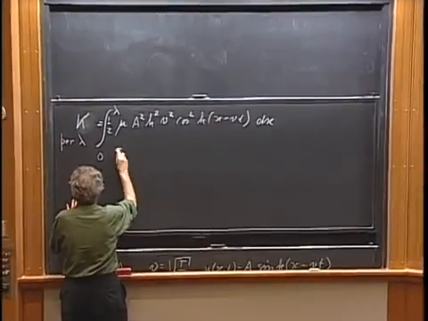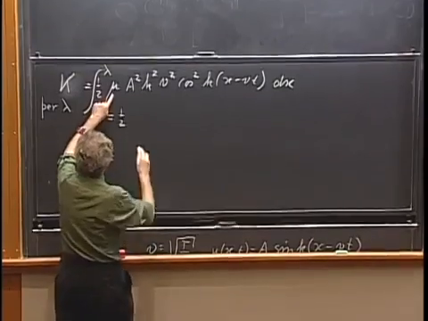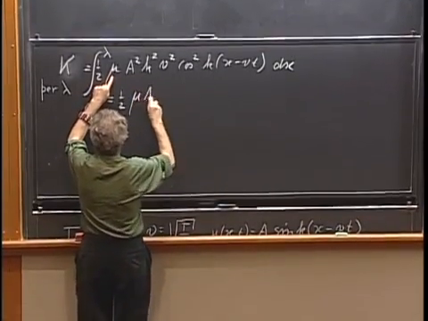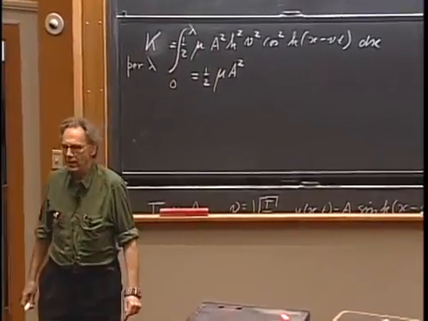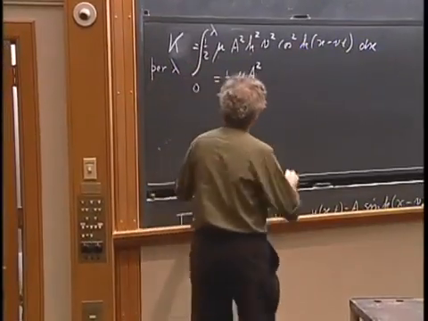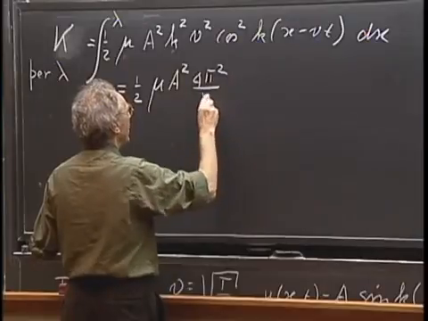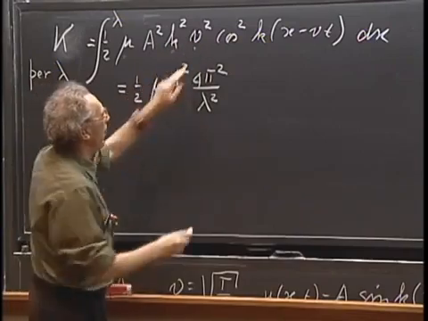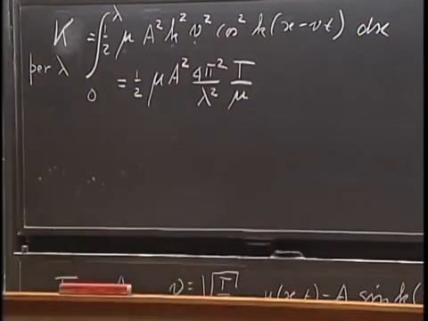So I get 1/2. I'm going to get here a mu. I get an a squared. I'm going to write down for k 2 pi divided by lambda, so that becomes 4 pi squared divided by lambda squared. For v squared, I'm going to write down T divided by mu. Remember, the velocity was the square root of T divided by mu.